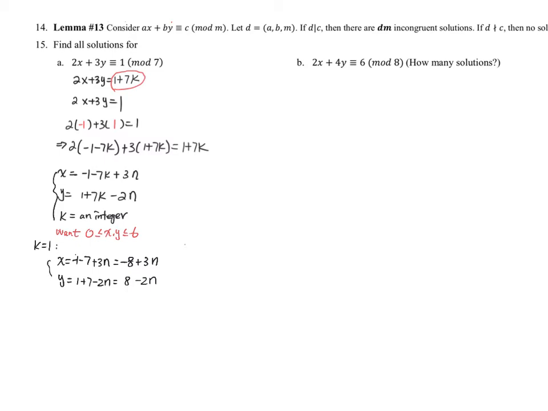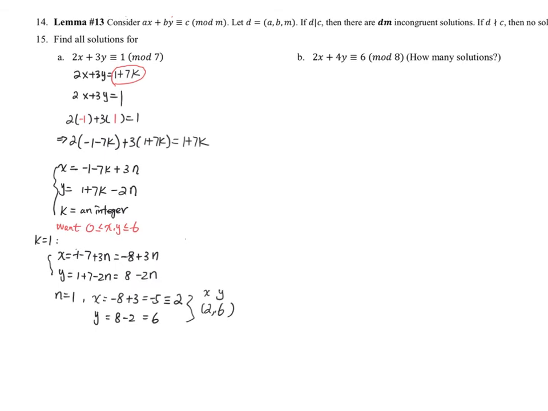Now, when n is 1, x is equal to negative 8 plus 3, actually it's negative 5, and mod 7, this is congruent to 2. And y is equal to 8 minus 2 times 1, which is 6. So in other words, this is the solution, 2 and 6. When x is 2, y is 6. This is my first solution. And then let's just continue this pattern.